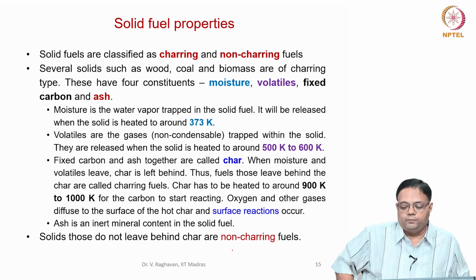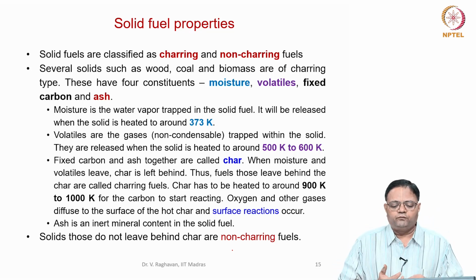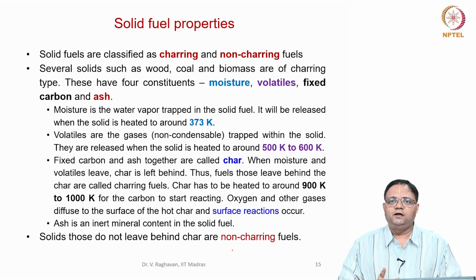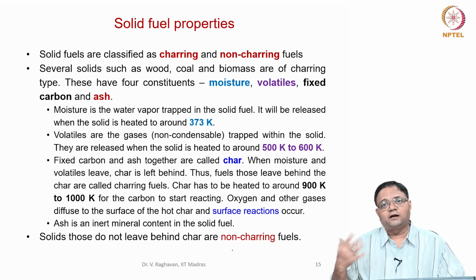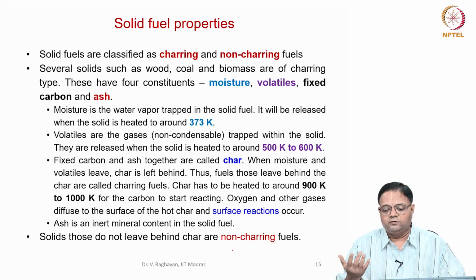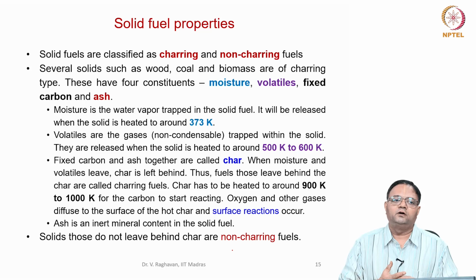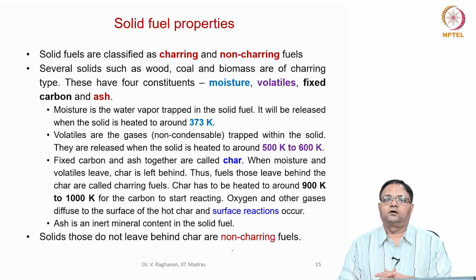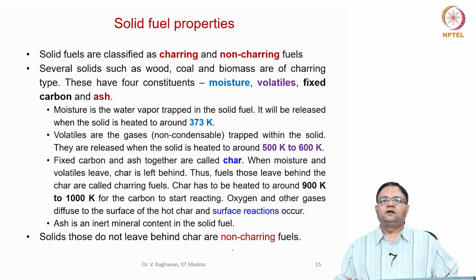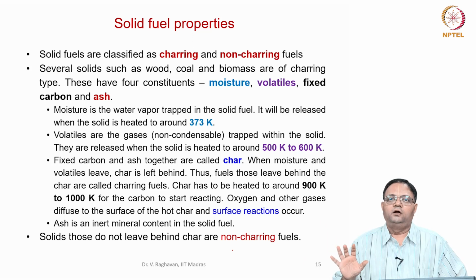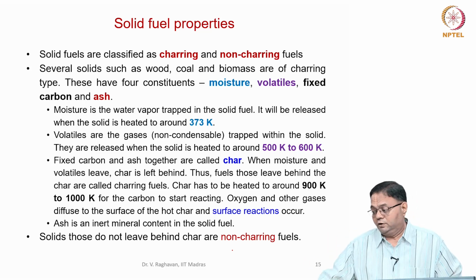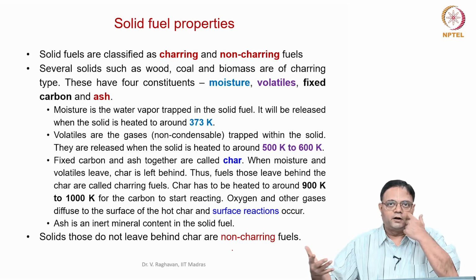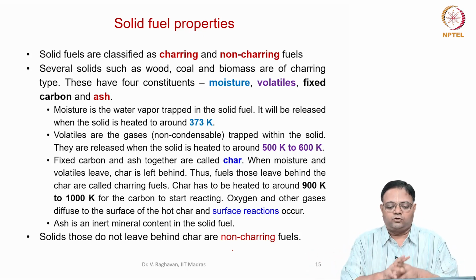Now coming to the solid fuel properties. Previously I have told that solid fuel is classified as a charring fuel, which produces char, that is carbon and ash, and other cases like plastics, etc., which are called non-charring, because when plastic burns, it will not leave a char. So the simple definition for a charring fuel is one which produces a carbon material upon burning, and this carbon material can also contain some minerals called ash. Together this is called char.